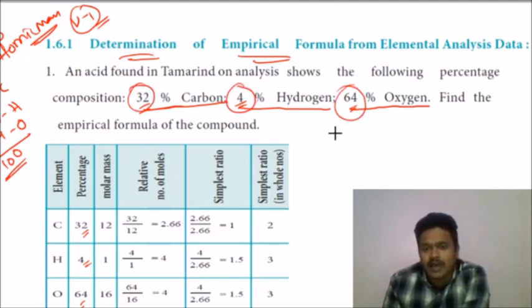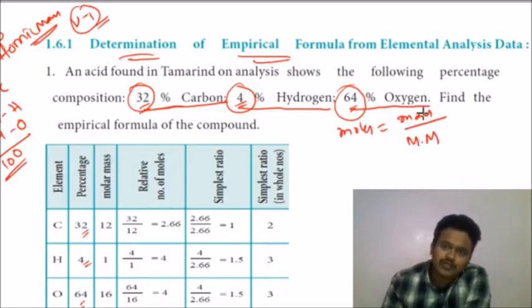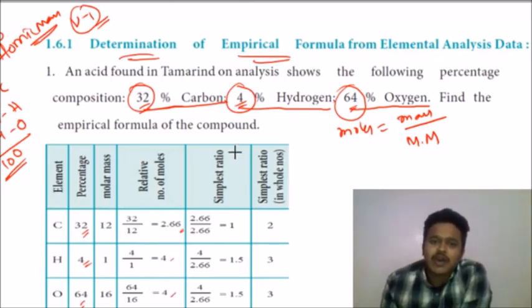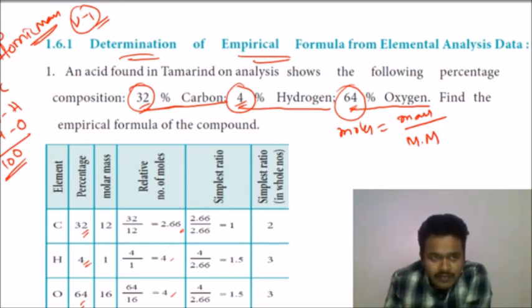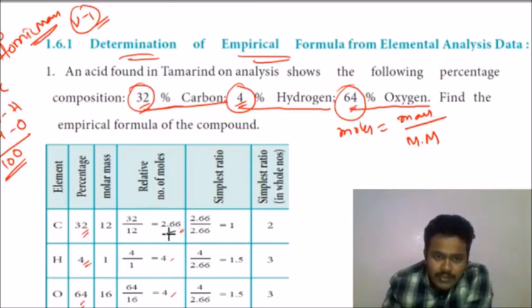So what is the formula here? If you want moles, you have to write mass by molar mass. Relative number of moles: moles formula is mass by molar mass. 32 by 12, 4 by 1, 64 by 16. After calculation, 2.66, 4, 4. This is the relative number of moles. Then we have to make it a simple ratio. How to make a simple ratio? Which is the smallest one? Among 2.66, 4, 4, 2.66 is the smallest one.